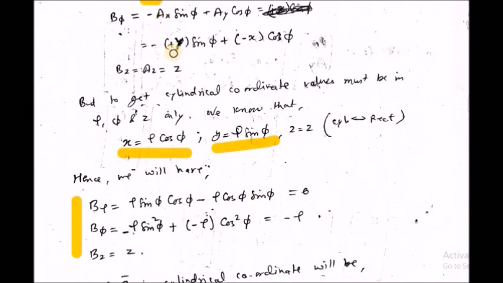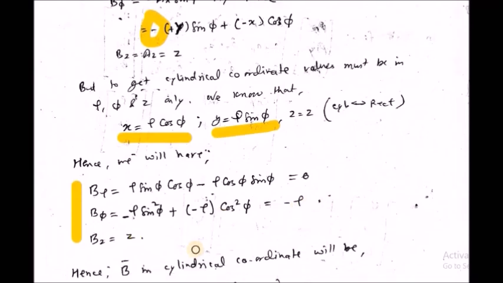B phi is actually minus y sin phi, and y is rho sin phi, so it is rho sin square phi with the minus sign, so it is minus rho sin square phi plus minus x. Minus x is minus rho cos phi multiplied by cos phi, so it is cos square phi. Taking minus rho common, cos square phi plus sin square phi is 1. So this is simply minus rho, and Bz is z.